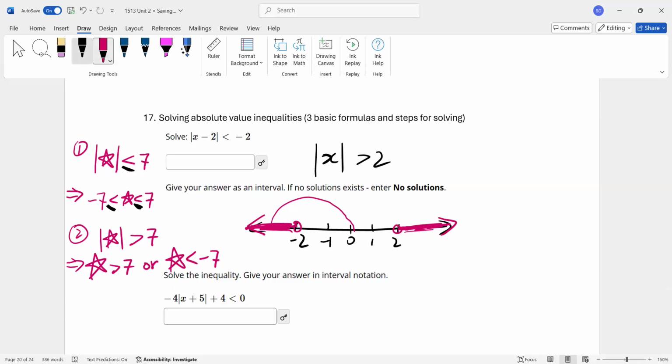What if you have bar under? You just adjust with the bar under. Okay? All right. Number 3.